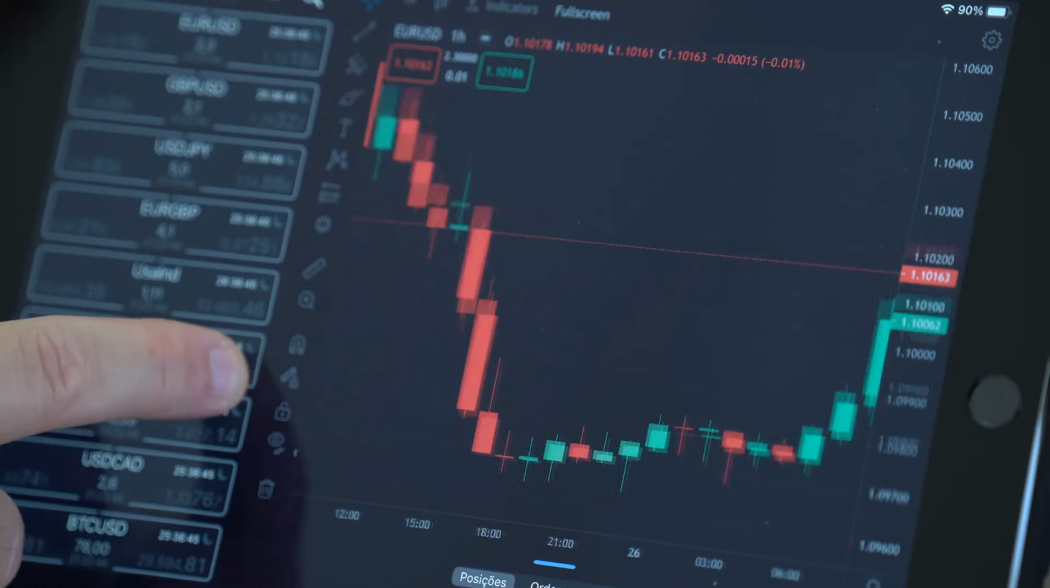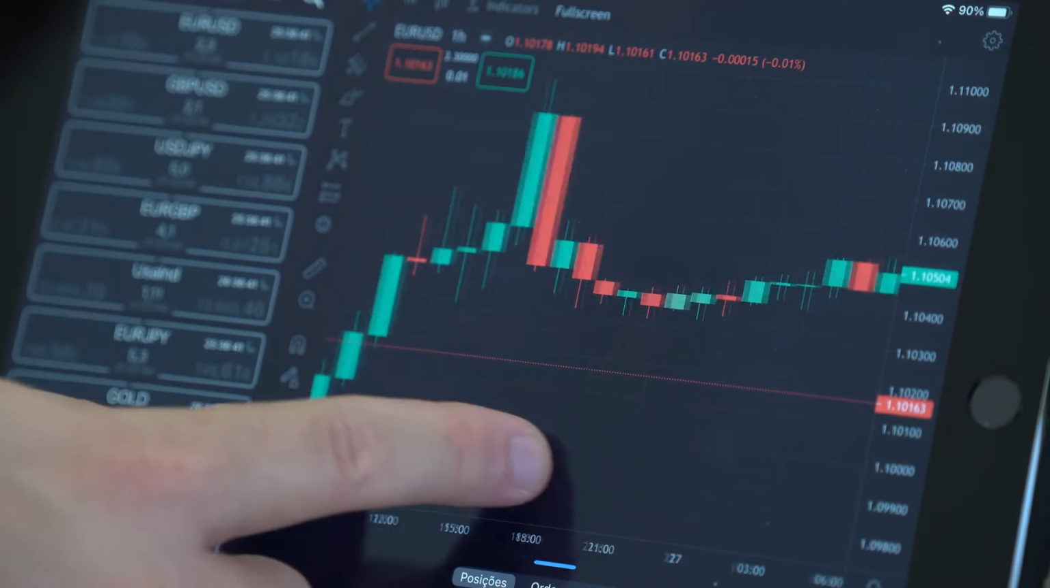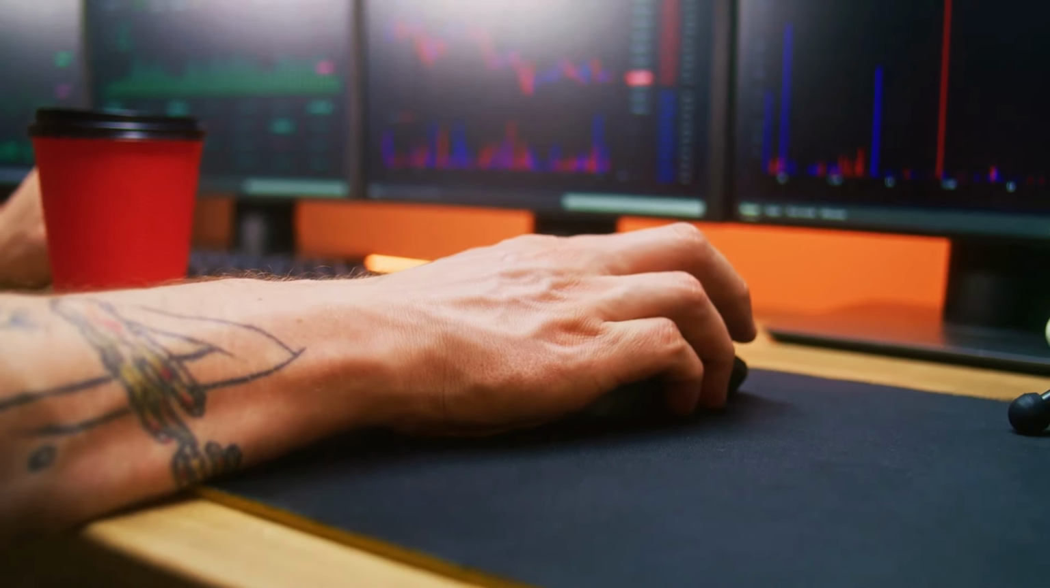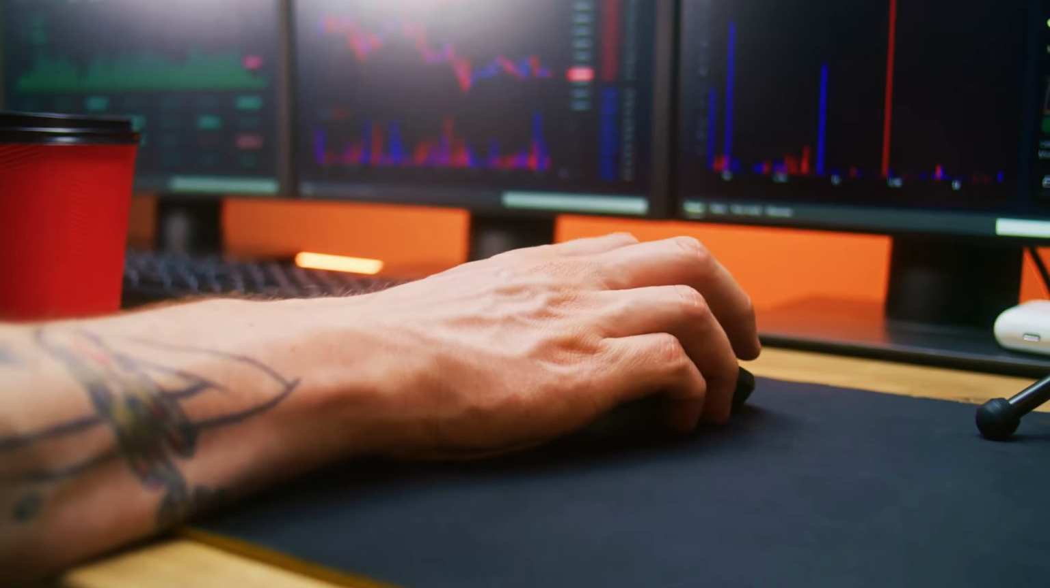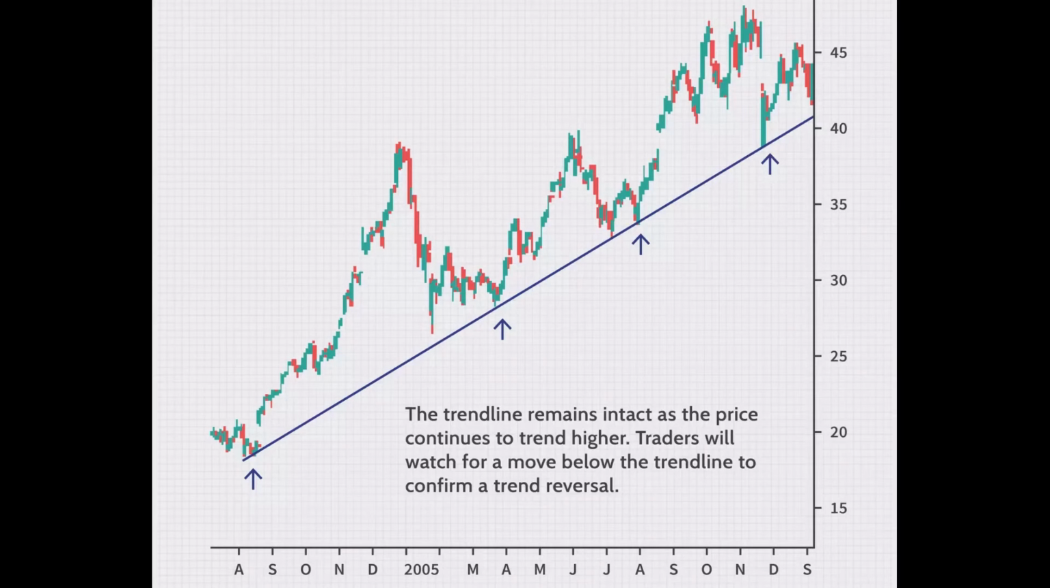Trendlines are one of the most fundamental tools in technical analysis, and they can be incredibly powerful for identifying support and resistance levels. Essentially, a trend line is a straight line that you draw on a chart to connect a series of price swings. Now there are two main types of trend lines, uptrend lines and downtrend lines.